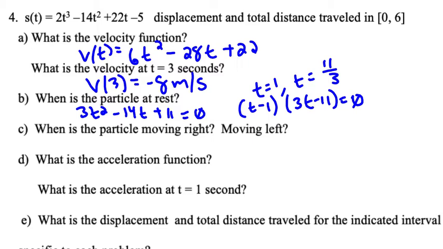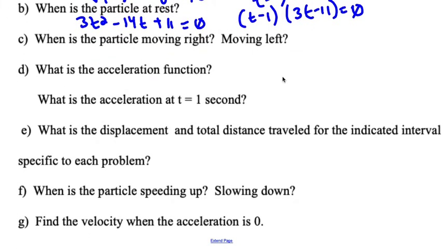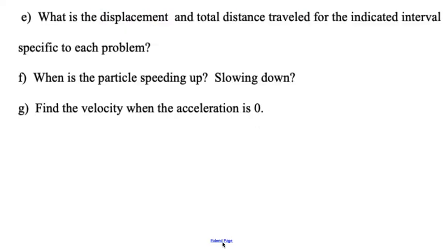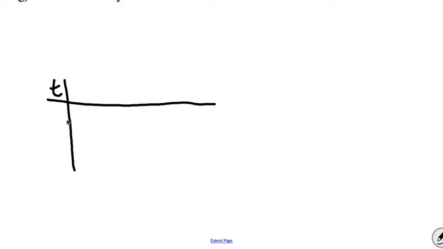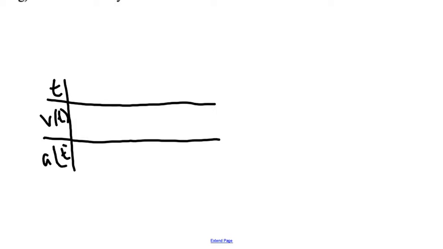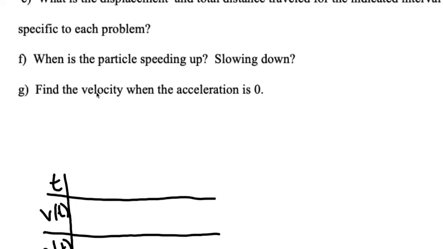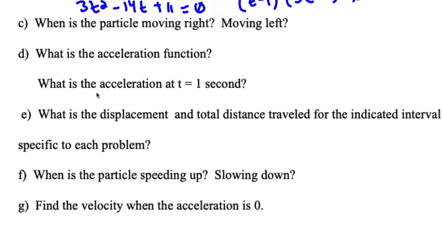C says, when is the particle moving right? When is it moving left? I'm going to jump down here to F. When is it speeding up and slowing down? I'm just going to do a table with all of those. That's going to help me answer 2 parts of this. So in my table, I have some t values, and then the velocity, and I will eventually do acceleration to answer the speeding up and slowing down. Actually, I'll come back to that problem.